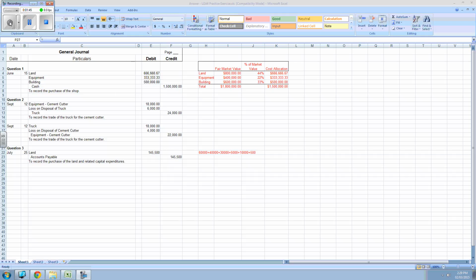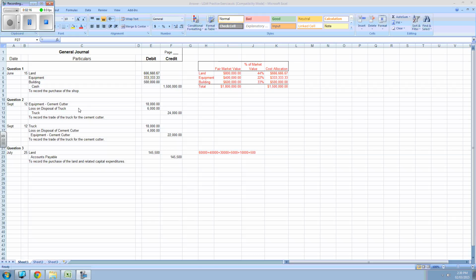For the next journal entry in the practice exercise, and again this practice exercise comes out of the content from activity 4, on September 12th, Olympia Construction trades a truck with a historical cost of $24,000 and a fair market value of $18,000 for a cement cutter. The cement cutter belonged to Chi Brothers Construction and had a historical cost of $22,000 and a fair market value of $18,000. So you have to do journal entries from the viewpoint of Olympia and Chi Brothers.